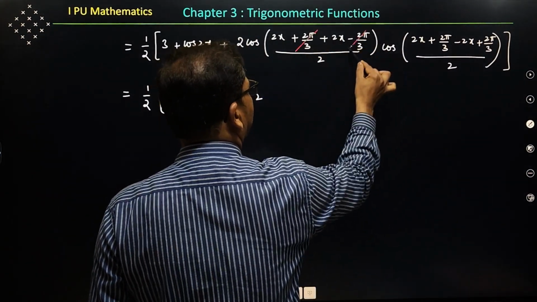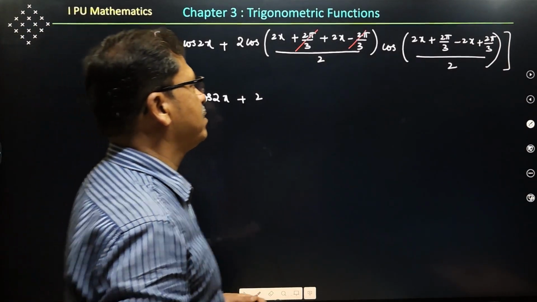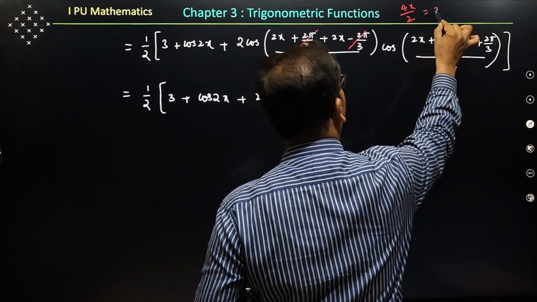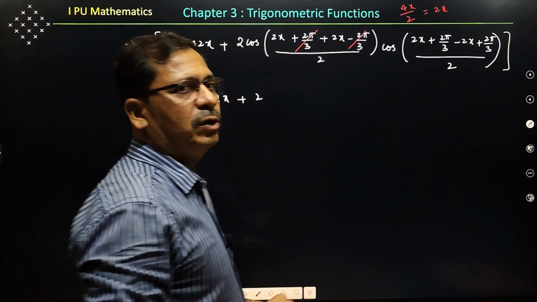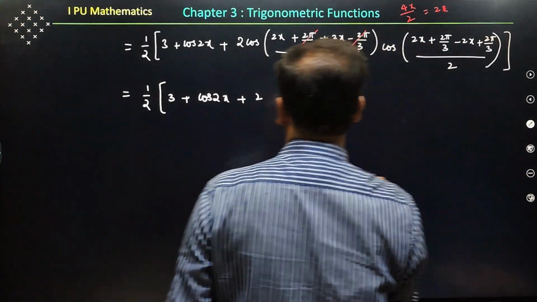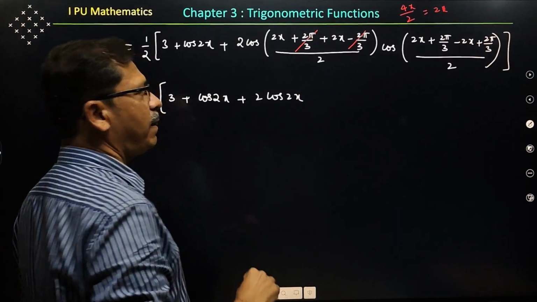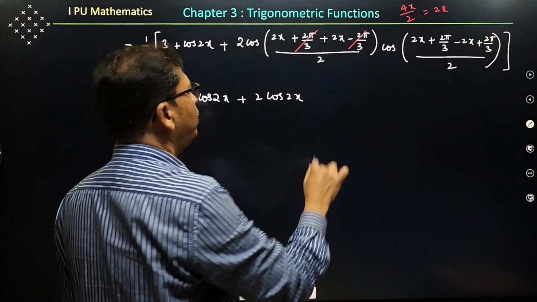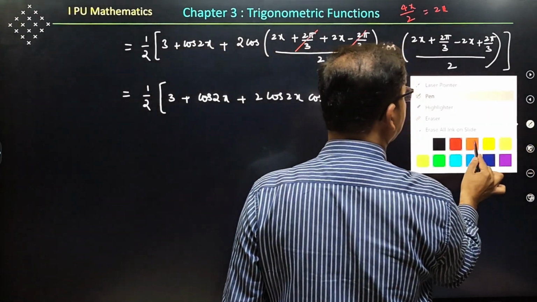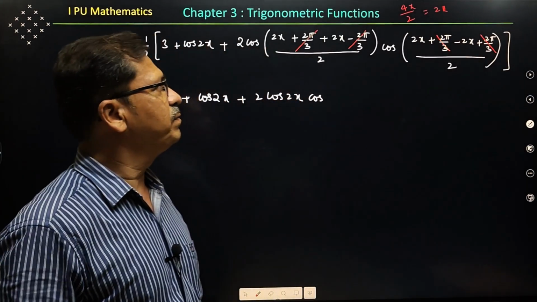Plus 2 by 3 minus 2 by 3 cancels. 2x plus 2x leads to how much? 4x. If you divide 4x by 2, what are you getting? 2x. And hence what you need to write? Only 2 cos 2x you need to write. Into cos of, plus 2 by 3 and minus 2 by 3 cancels.